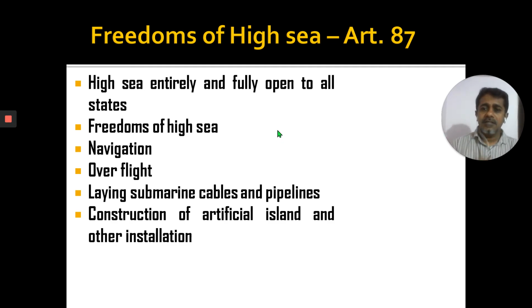Moving further is that of construction of artificial islands and other installations. Any state, if it wants, can construct artificial islands which are made by man, and other installations, maybe for the purpose of communication towers or any other installation which is required for the lawful use of high sea. They can install such things on the high sea. These are considered some of the important freedoms which all the states are going to enjoy on high sea.